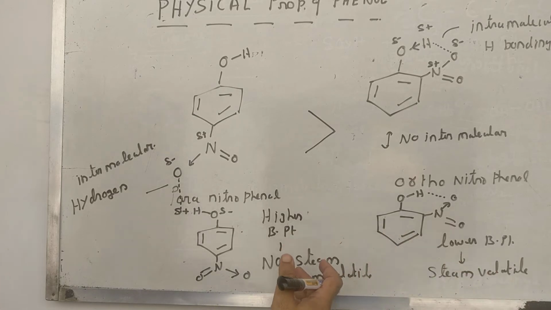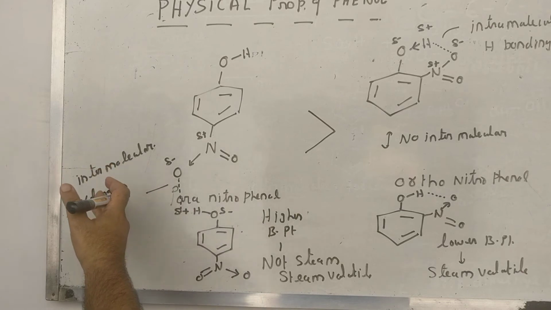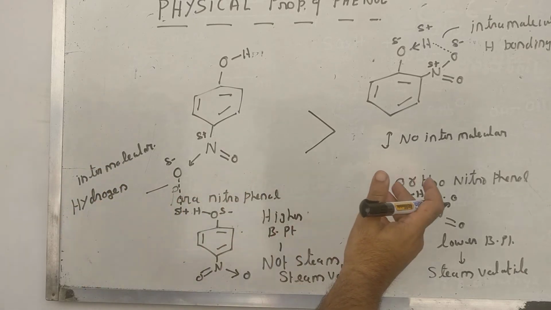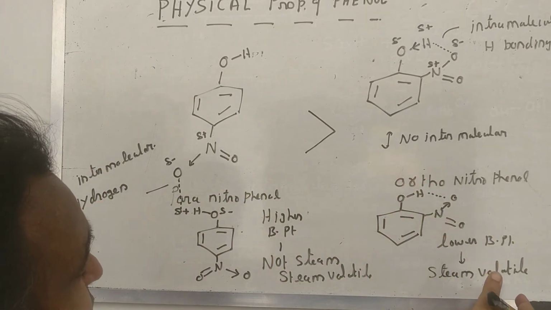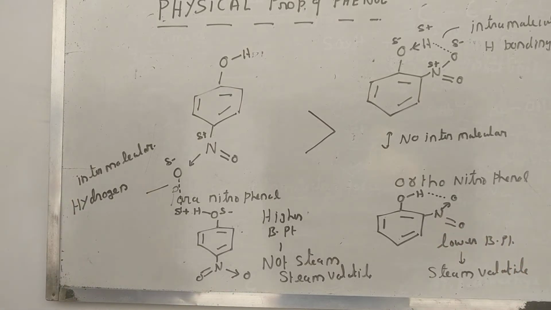Why is it not steam volatile? It has a higher boiling point. Why does it have a higher boiling point? Due to intermolecular hydrogen bonding. Why is ortho-nitrophenol steam volatile? Because it has a lower boiling point. Why does it have a lower boiling point? Because of the presence of intramolecular hydrogen bonding.